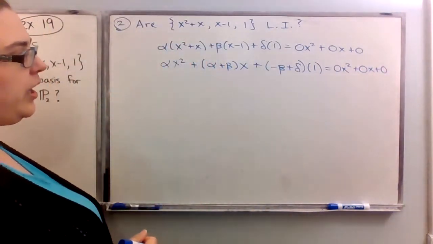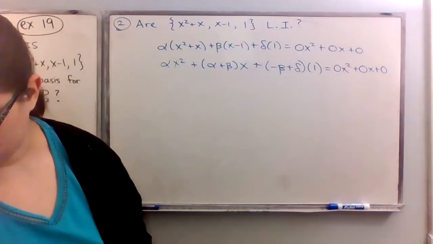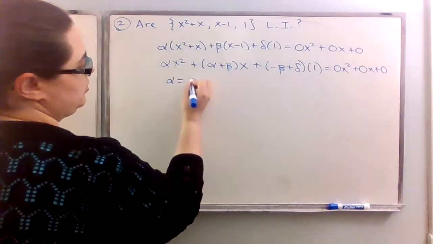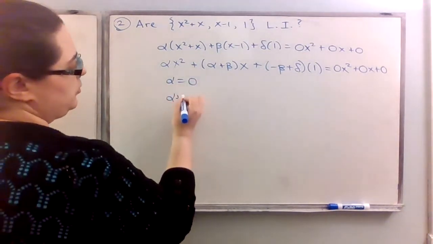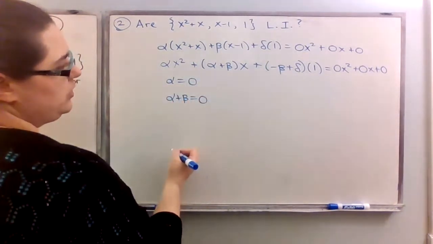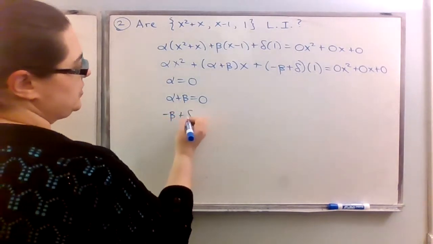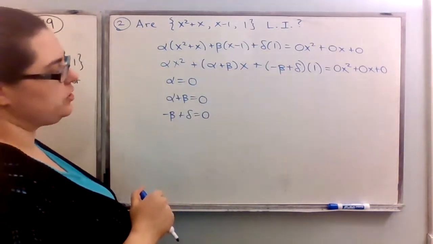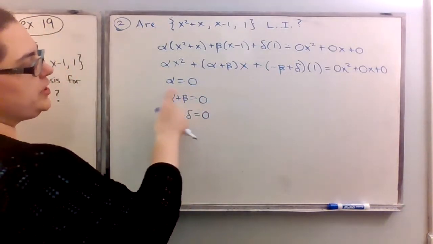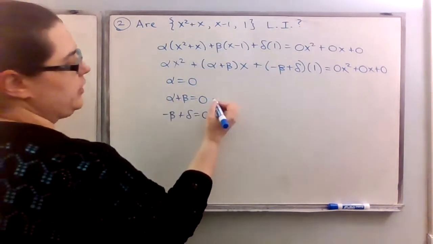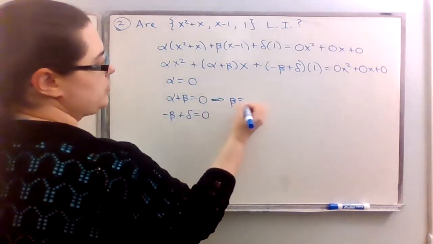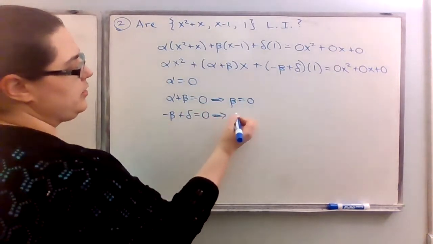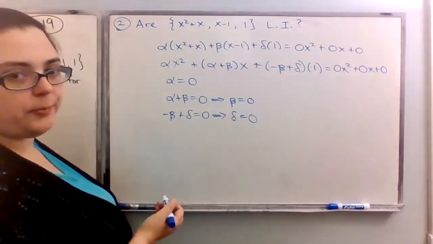Cool. And then we're just going to set each of those equal to 0. So I'm going to get alpha is equal to 0. Alpha plus beta is equal to 0. And negative beta plus delta is equal to 0, right? Those are our coefficients for each of these terms. Well, I know that alpha is 0, so that tells me here that beta is going to be 0. But beta being 0 is telling me here that delta is equal to 0.